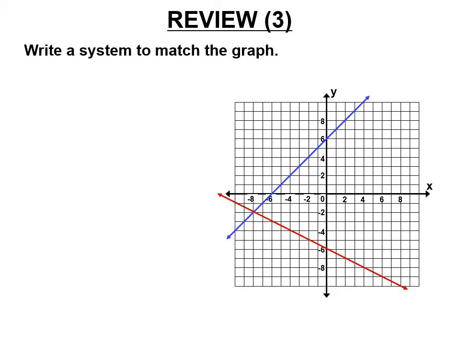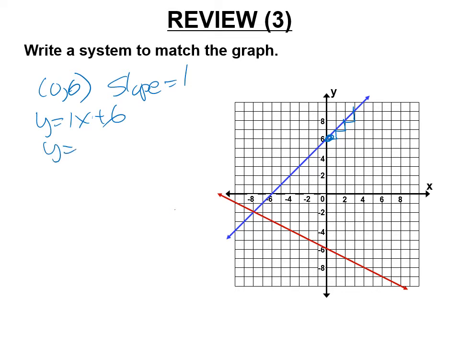There you go. So we're going to write a system for this graph. All right, so the blue one has a y-intercept of (0, 6). It has a slope of 1. So what's the equation there? Y equals 1x plus 6, but we never write that. Y equals x plus 6. So we're going backwards here.